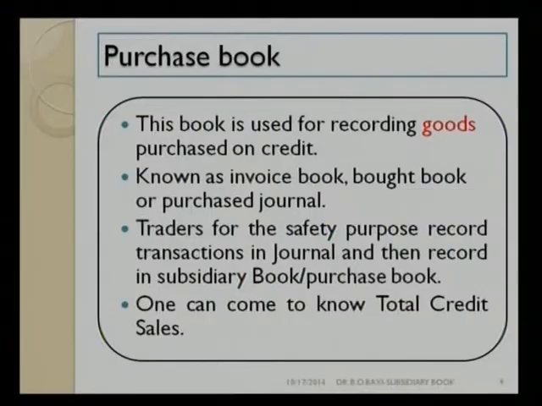Second most important aspect in this case is known as invoice book, bought book or purchase journal. This purchase book has several names. Invoice book, invoice, that means what has been purchased. Bought book, that means purchase, definitely. Traders for safety purpose record transaction in journal and then record in subsidiary book or purchase book. So that means they are going for second time recording.